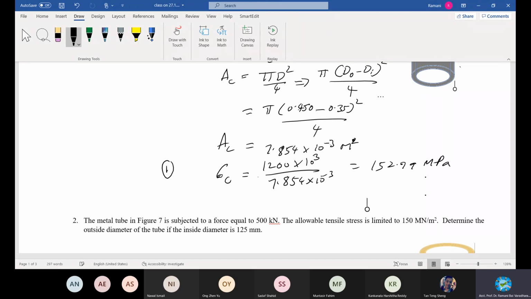But my answer is 19 megapascals. So this is the book answer. Sometimes the book answer also cheats you. Don't worry. I will double check later on. I don't have the calculator right now. That's why I asked you to work out. Okay, I once again repeat the answer.